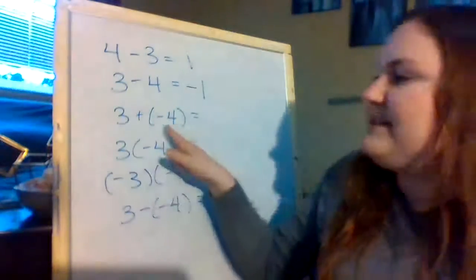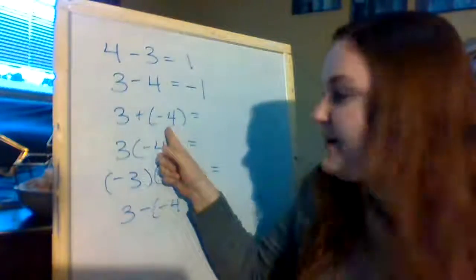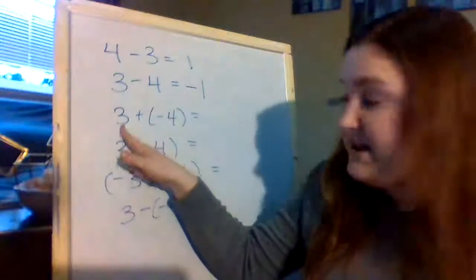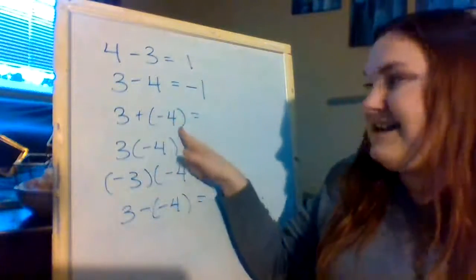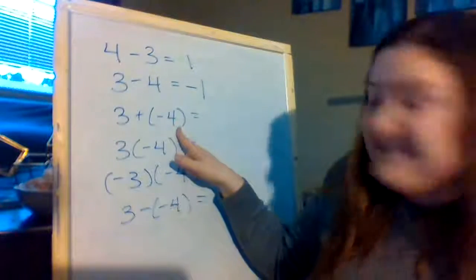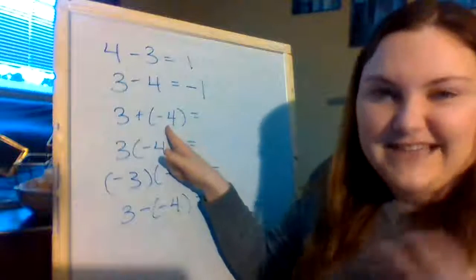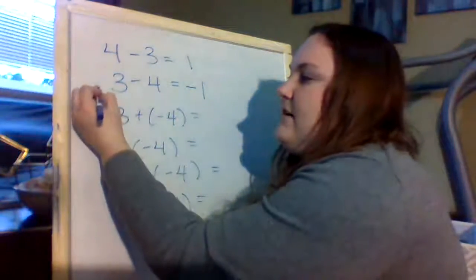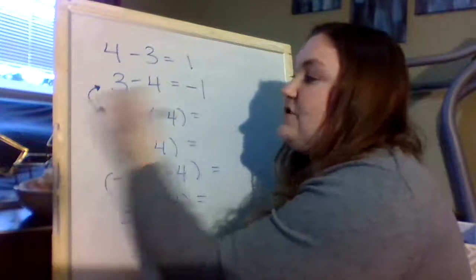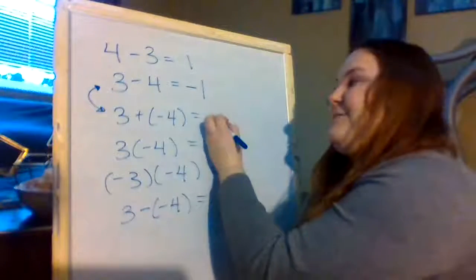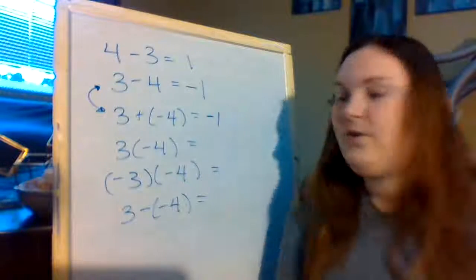Now, sometimes you'll see parentheses around negative numbers. I would read this out loud as 3 plus negative 4. The idea is the same. It's like you have $3 and you're adding in a debt of $4. These two problems here are the same problem, just written in different ways. But the answer would still be the same. It would be negative 1.